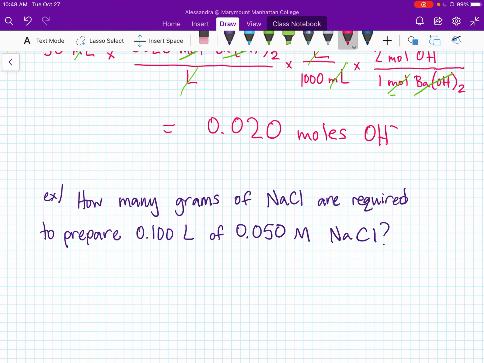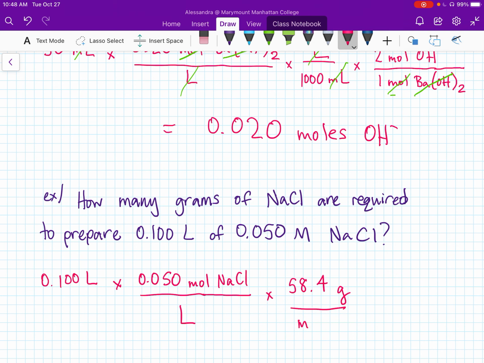So I have 0.100 liters of 0.050 moles of sodium chloride per liter. Just taking that molarity and multiplying it by the volume. I want the grams, so I need to figure out what the molar mass is of sodium chloride. That is going to be about 58.4 grams per mole. You can use the periodic table to calculate the molar mass.